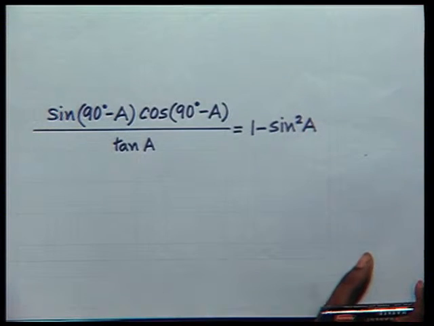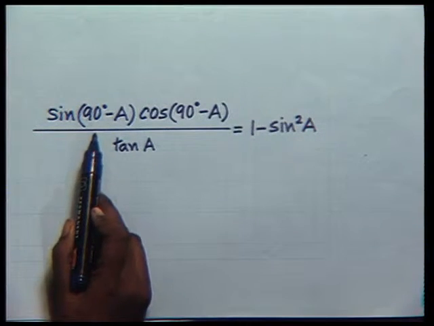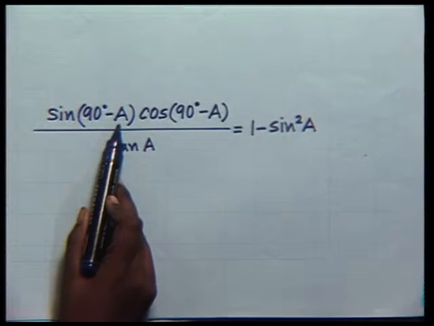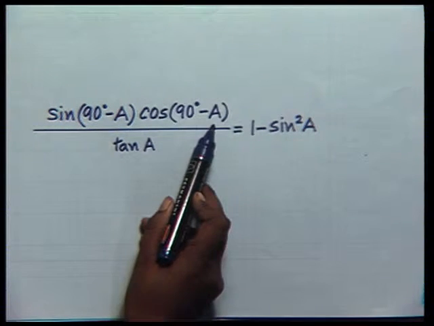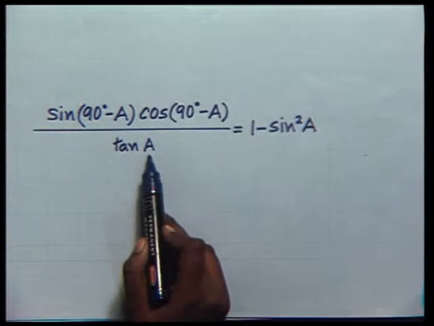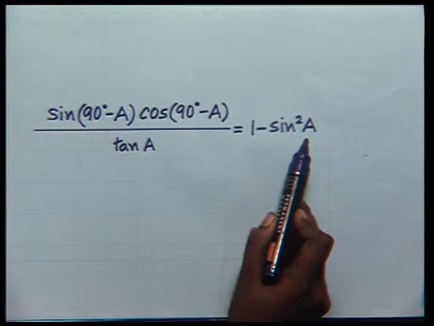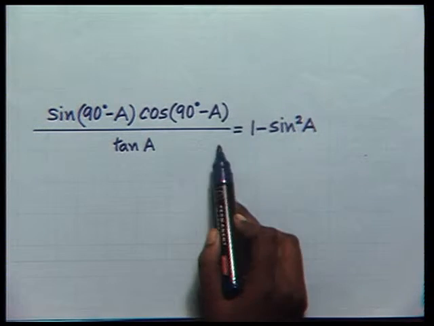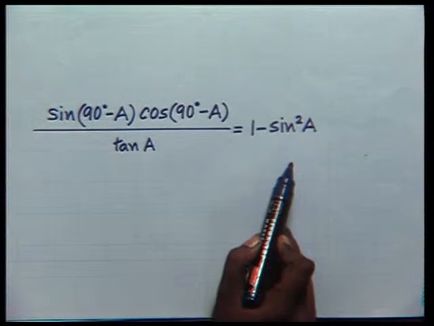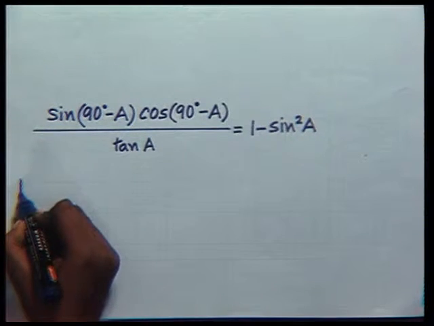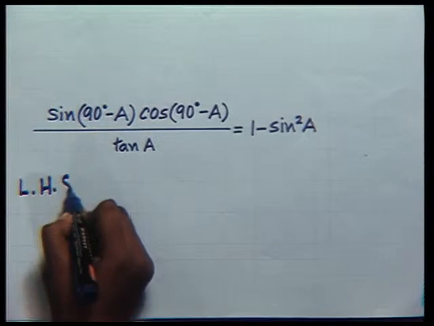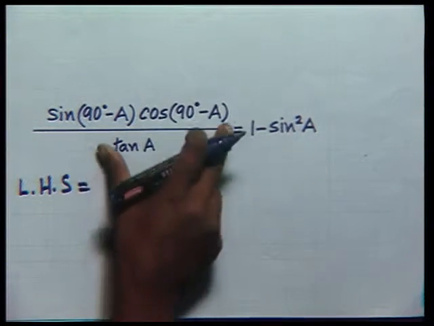Using these results, let us solve a few problems. Here is a problem: sin (90 degree minus a) into cos (90 degree minus a) upon tan a is equal to 1 minus sin square a. We have to prove this, that left hand side is equal to right hand side. So, let us start with left hand side. On the left hand side, we have this expression.